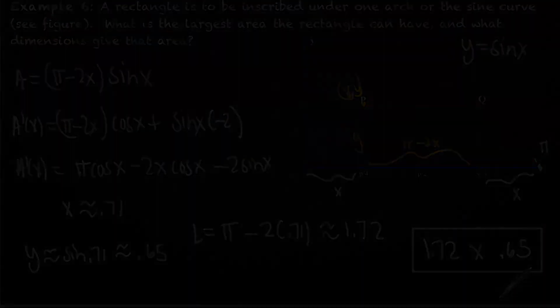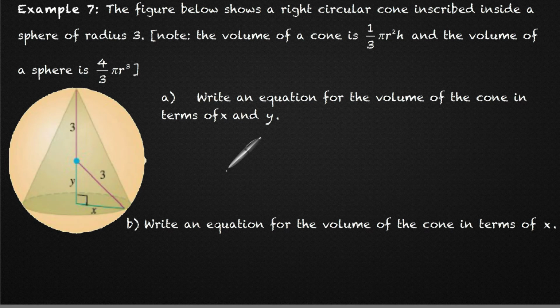All right, example 7, moving along, a figure is shown here. And what we want to do is find the volume in terms of x and y of the cone. So we will use the equation volume is equal to 1/3 pi r squared h. So we'll say volume is equal to 1/3 pi. R is the radius of the cone, that's x, so x squared. And the height of the cone is y plus 3. And that is our volume in terms of x and y.